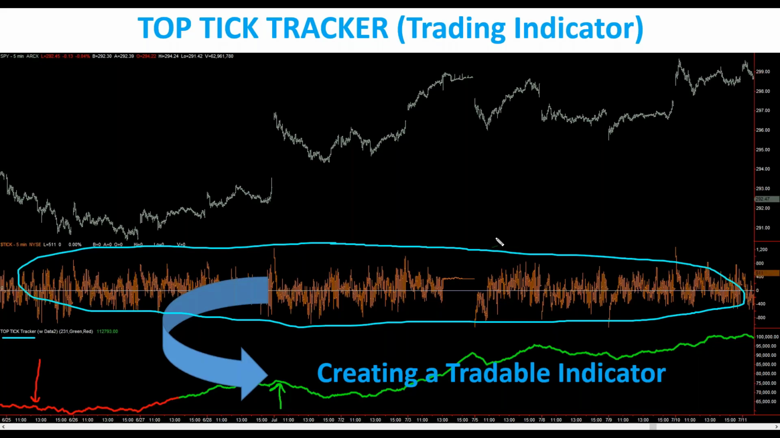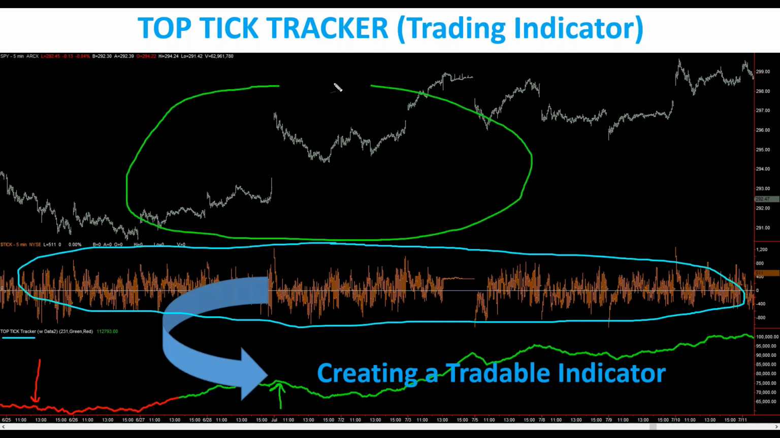All the indicators I've ever created in my career have to do with generating information straight from the price chart at the top. This is the first indicator that I've really researched that does not have anything to do directly with that market. So this is SPY in a 5-minute chart, and the tick tracker at the bottom is not getting any information from the SPY at the top.